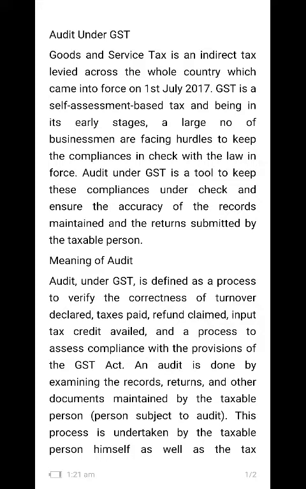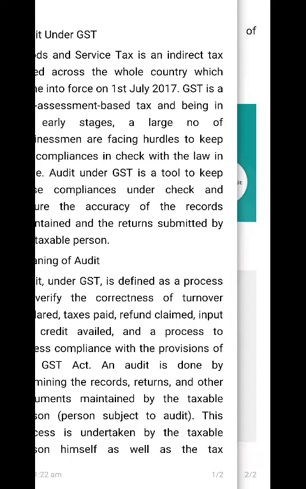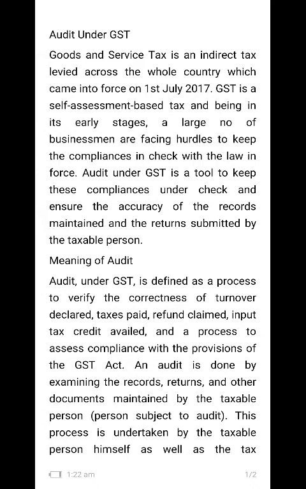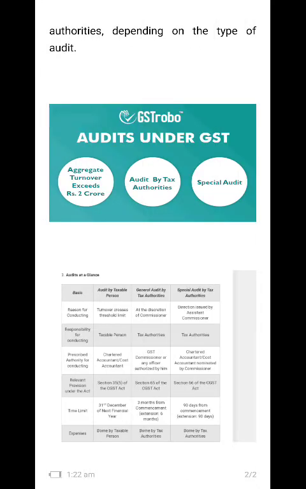An audit is done by examining the records, returns, and other documents maintained by the taxable person subject to audit. That is, in the process of audit, the various documents will be verified or examined. This process is undertaken by the taxable person himself as well as the tax authorities, depending on the type of audit. That is, various kinds of audits are there. So let us examine the types of audits.